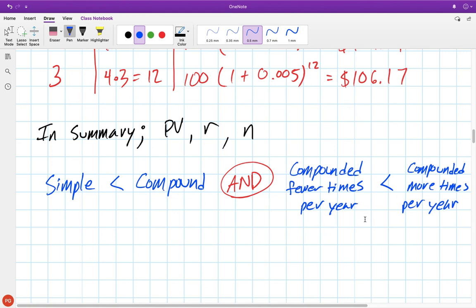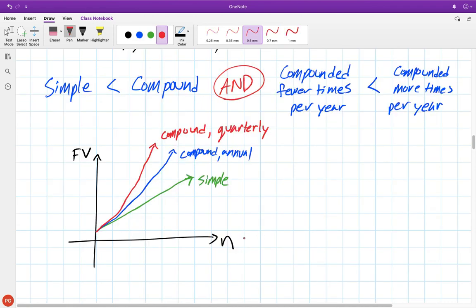To summarize this in a graph, this is what it would look like if we were to graph our 3 calculations over time. So if this was our future value and our number of years, our simple interest would be a straight line here. Our compound interest annually would be a curve that gets slowly bigger and bigger away from our simple interest, and our quarterly would also be a curve that again gets bigger and bigger away from our compound interest. That's the end of the first video here.